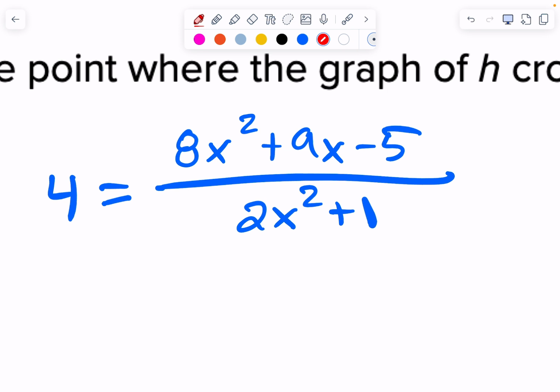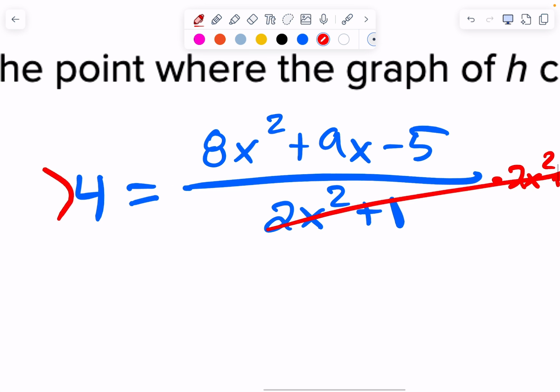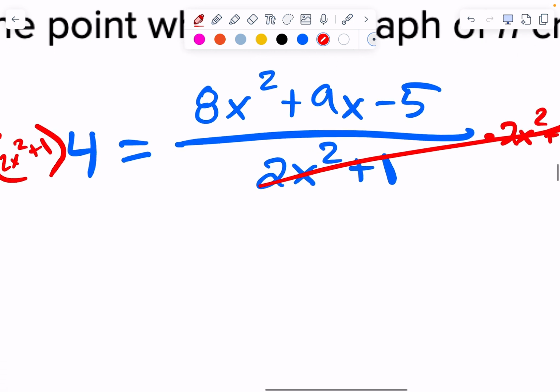Complex triangle. Yes, kind of. I don't like fractions, so how do we get rid of the fraction? Multiply it over. Yeah, let's multiply it over. Times 2x squared plus 1. Gone. Times 2x squared plus 1. Okay, there he is.